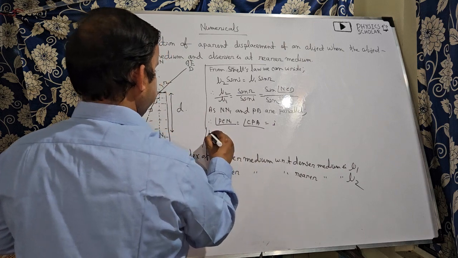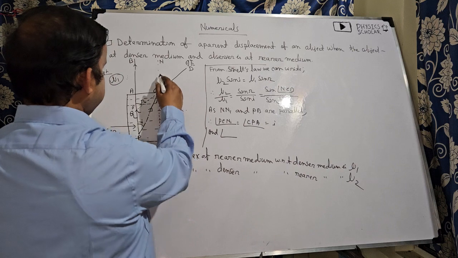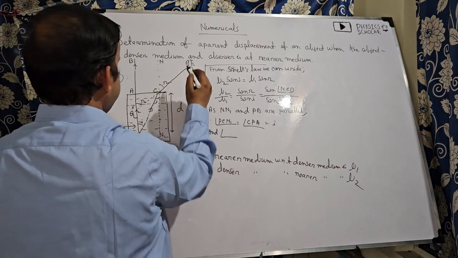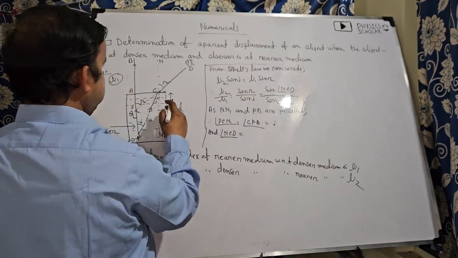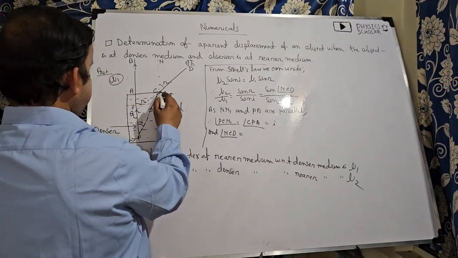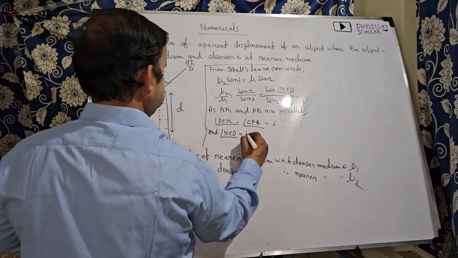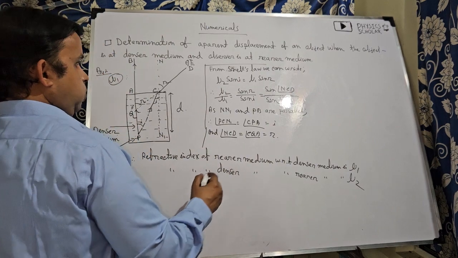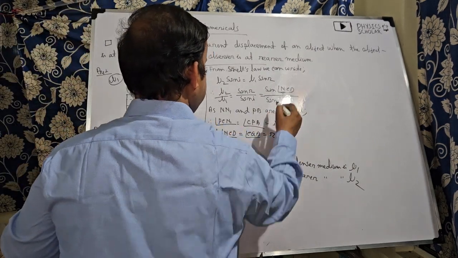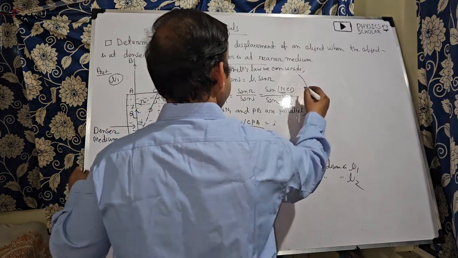And angle r. r means what? This is NPA, and NCD is equal to angle CQA. CQA is equal to r. So instead of this angle, we can write now this. So what can we write?